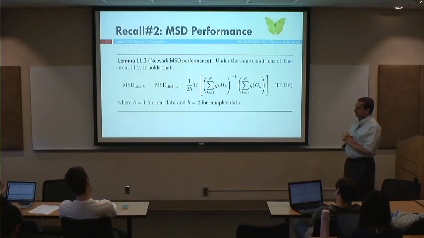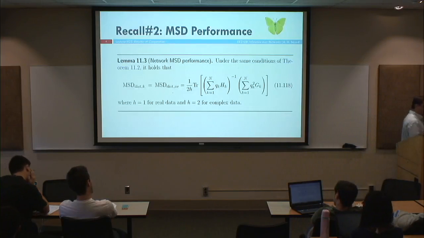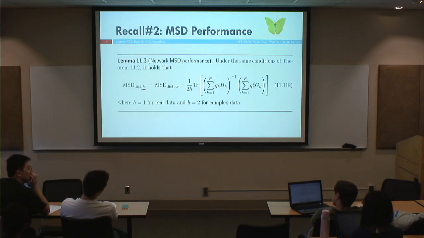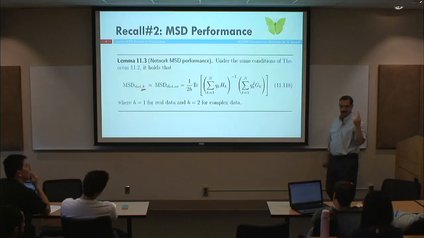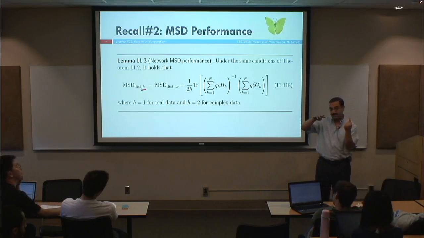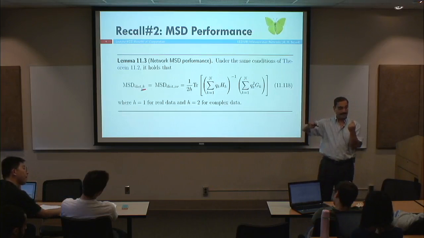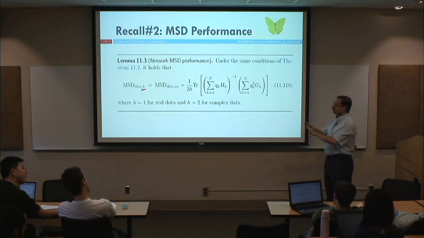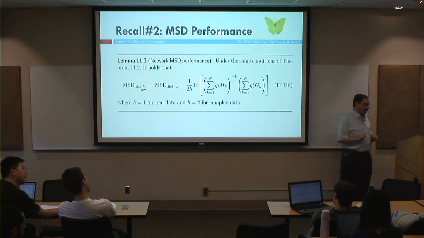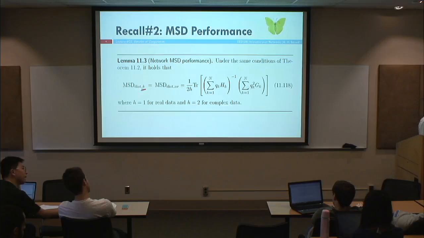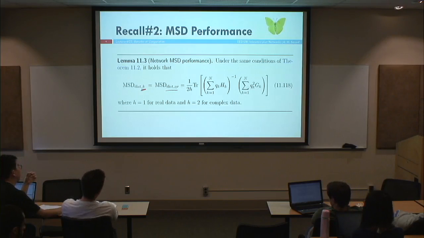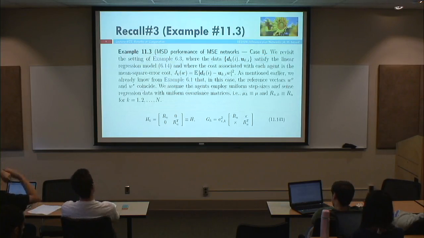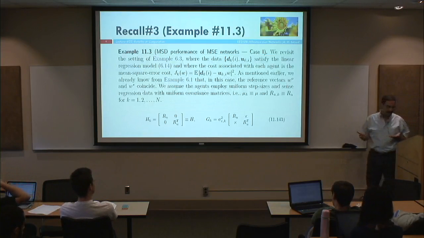And from this expression, you observe also that the performance is equalized across the agents. All of them will have this performance to first order in mu. Differences start appearing in second order factors. But to first order in mu, all of them will look similar, and that's the expression. And this is the performance of the network. If you average across the network, that's what you get. Very good.